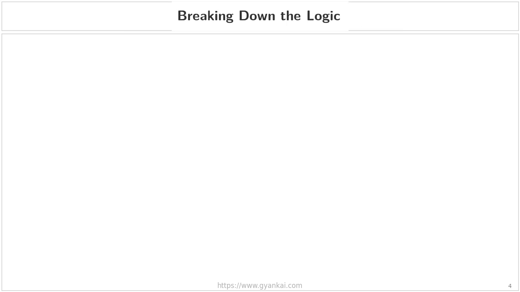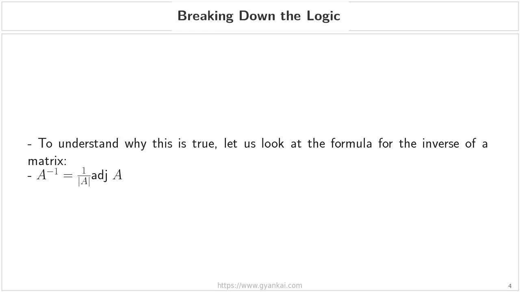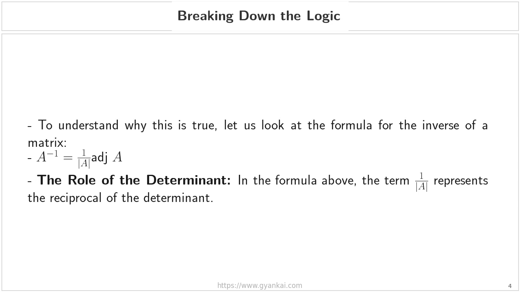Breaking down the logic. Now, you might be wondering, why does the determinant being 0 actually stop us from finding an inverse? To understand the logic behind the theorem we just discussed, let's take a closer look at the actual formula for the inverse of a matrix. As you can see on the screen, the inverse of matrix A, which we write as A inverse, is equal to 1 over the determinant of A, multiplied by the adjoint of A. If we focus specifically on the role of the determinant here, notice that the term 1 over the determinant of A represents the reciprocal of the determinant.